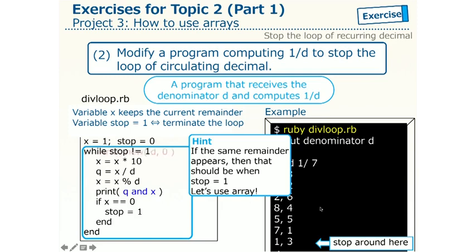Here is another hint. Why don't we use the array T consisting of D boxes, each of which is assigned 0 initially? Recall that D is the divisor, and note that the range of remainders is from 0 to D minus 1. That is D possibilities. We can use these D boxes of the array T to check whether the same remainder had appeared before. Let's think about it on the actual program.